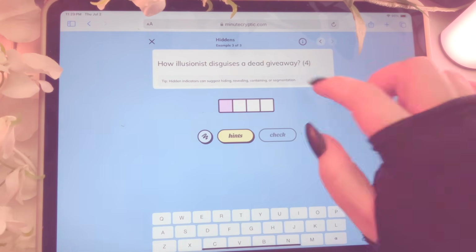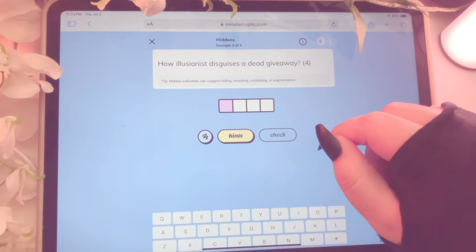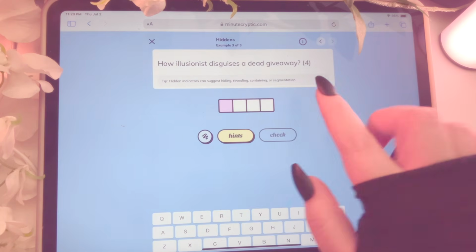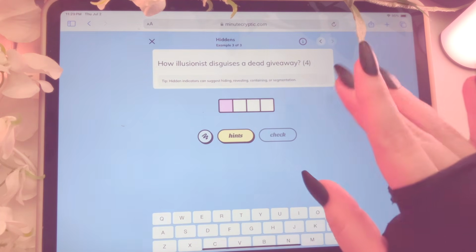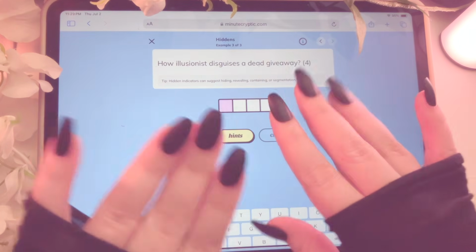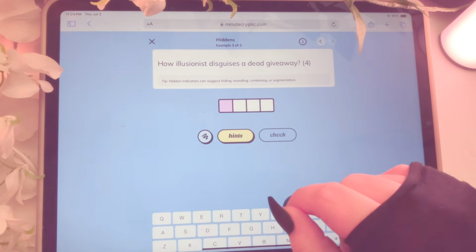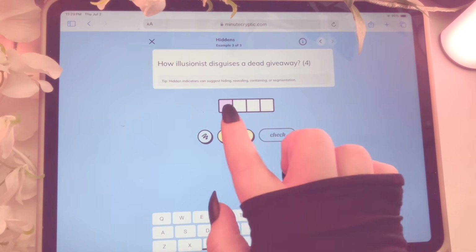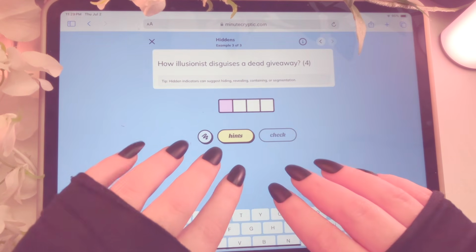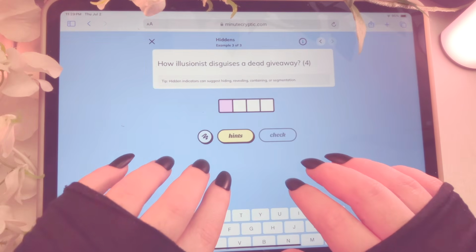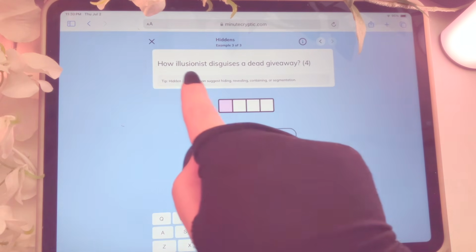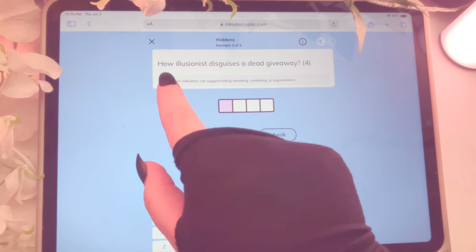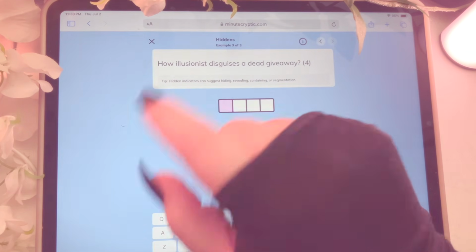And notice it does have the question mark, which is usually how the writers of Minute Cryptic indicate that the definition given is a little bit of a roundabout meaning of the actual answer word. So we know that it is going to be split across the letters of "how illusionist."